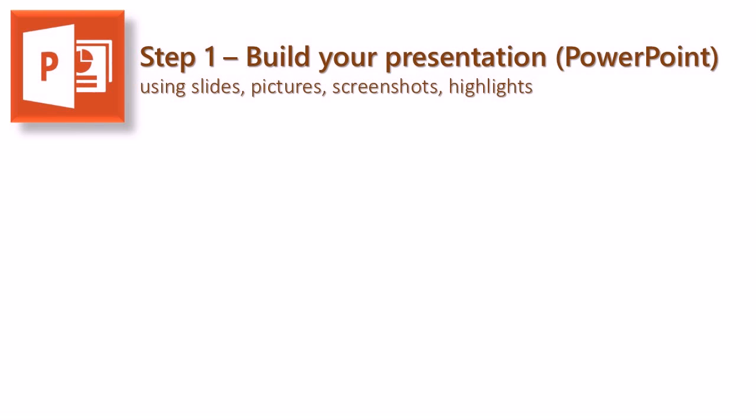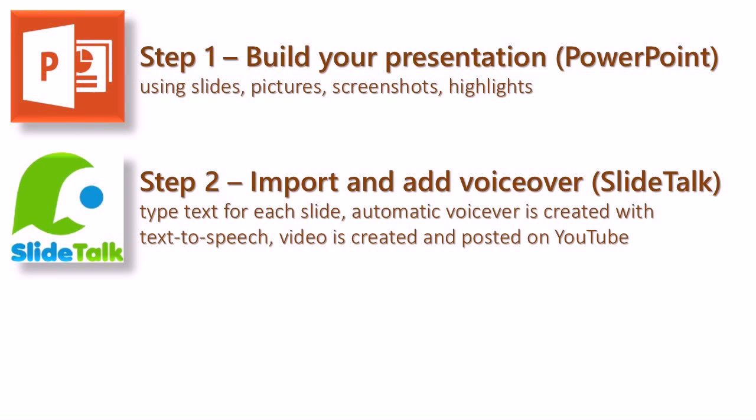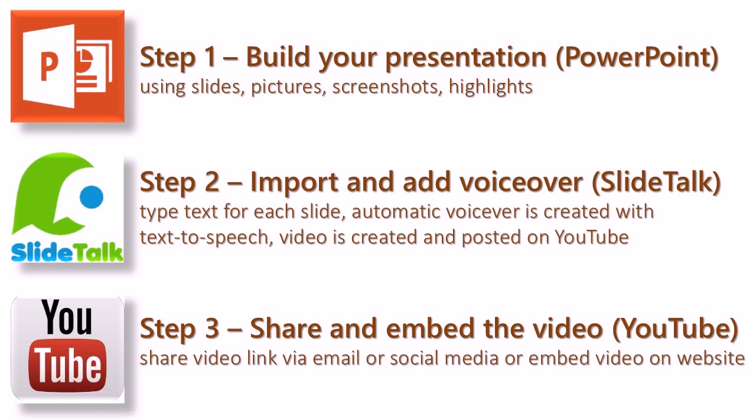So let's resume what we have learned. To create an instructional video with SlideTalk, you need first to prepare a PowerPoint presentation, including your visual content like slides, pictures, screenshots, and highlights. Import the PowerPoint presentation into SlideTalk to add a voiceover to the slides, with help of text-to-speech. The PowerPoint presentation will then be automatically converted into a video and published on YouTube. Once your instructional video is published on YouTube, you are ready to share it with your audience or embed it on your website.